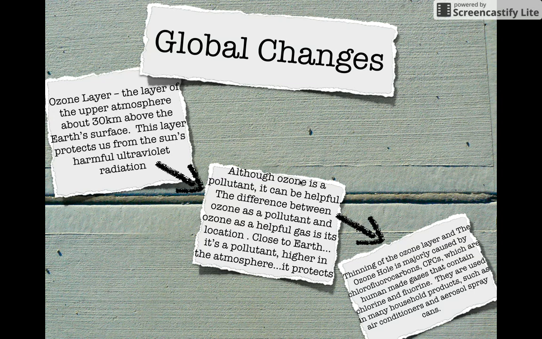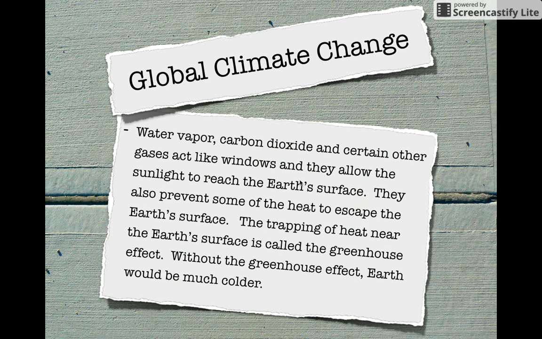The thinning of the ozone layer and the ozone hole is majorly caused by chlorofluorocarbons, or CFCs. We talked about these a little bit last week. These are human-made gases that contain chlorine and fluorine. They are used in many household products, such as air conditioners and aerosol spray cans.